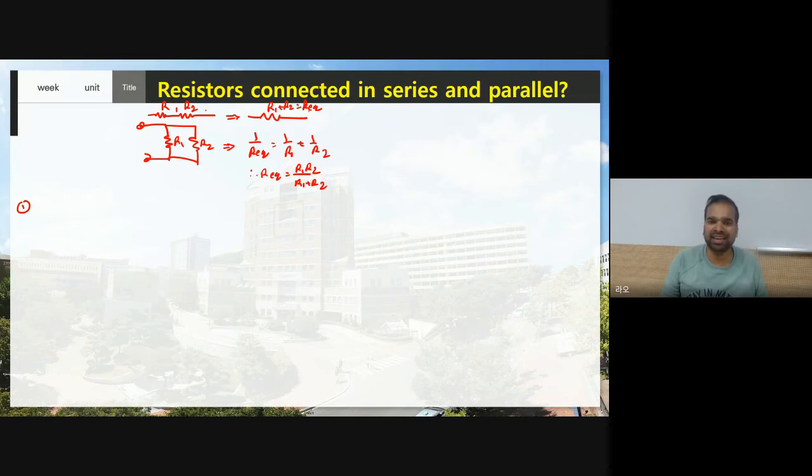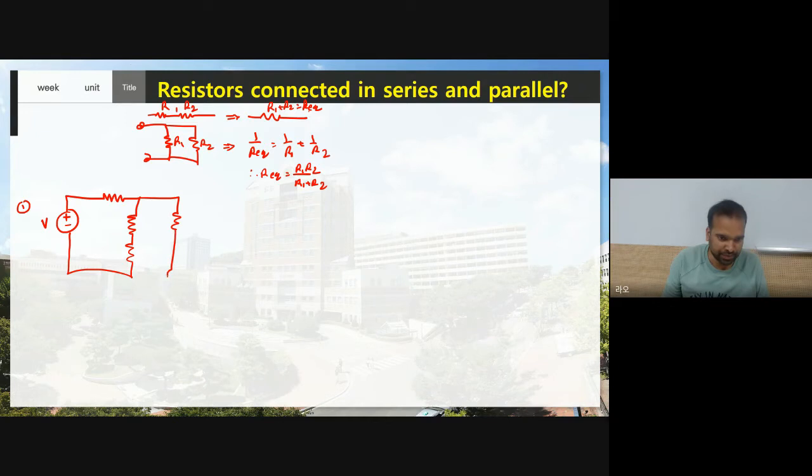Find the R equivalent when elements are connected in series and parallel. For example, here I am giving a voltage source. The value is not important. We need to find the R equivalent. Here we have a total of 4 resistors connected. The first one has a value of 1 ohm. Here 1 ohm, and here you have 1 ohm and 2 ohm, and the next one you have 3 ohm.